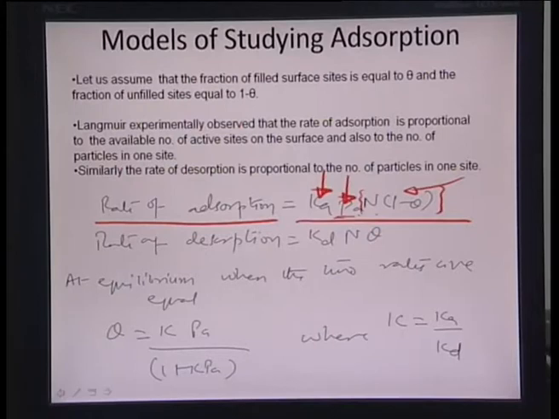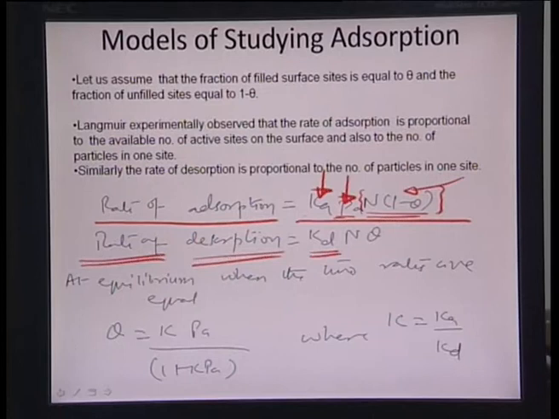So the rate is proportional to the partial pressure, as you can see, and also proportional to the number of active sites on the surface. Similarly, the rate of desorption, the ability of a surface to lose a particular adsorbed species, is proportional to the number of filled sites on the surface. If the number of filled sites is more, then the tendency of the material to desorb from the surface also automatically increases, which makes sense and is logical.